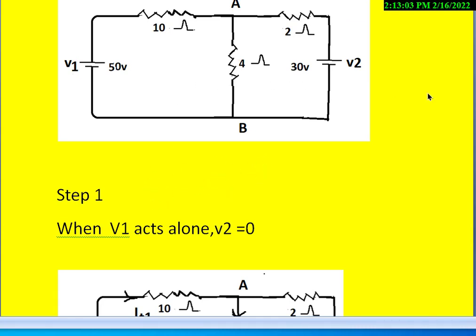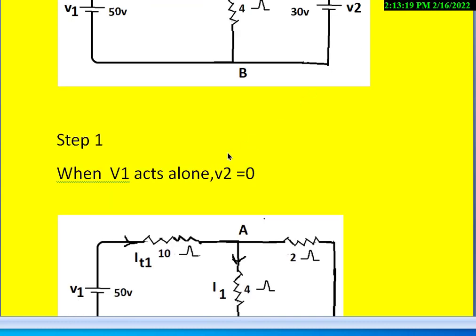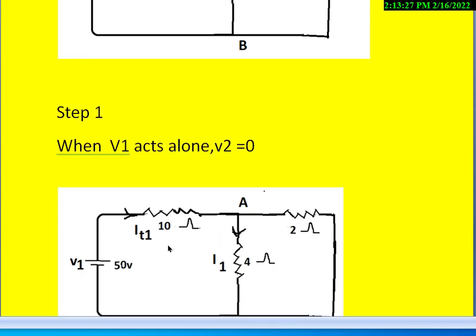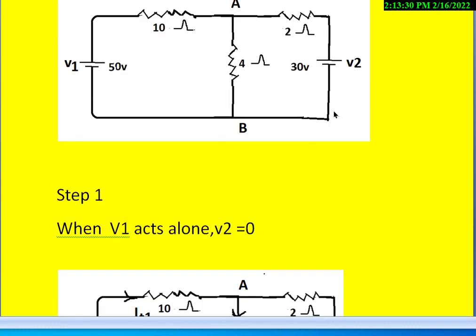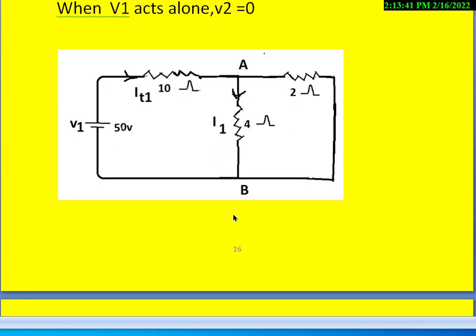To apply the superposition theorem, the first step is to take one source at a time and make the other sources ineffective. In this circuit, two sources are there, both are voltage sources. So in the first step, take V1 present whereas V2 is absent. That is, make V2 equal to 0, V1 is active, V1 is equal to 50 volts. Then the circuit will be as it is, but we short circuit V2 like this. Let us say the current flowing in the branch AB, that is in 4 ohms, we call I1.